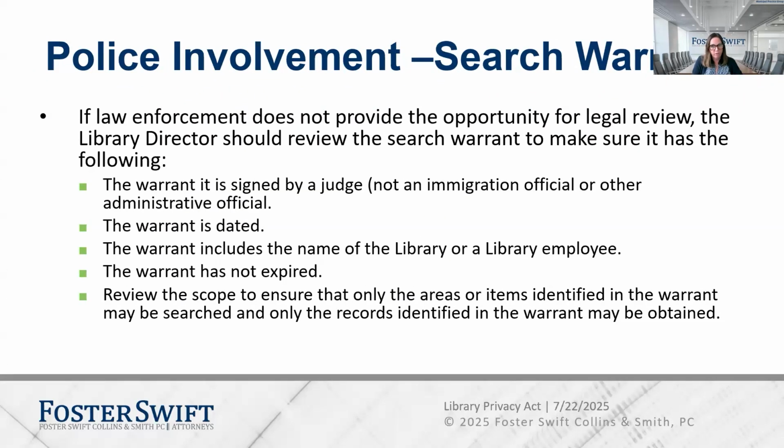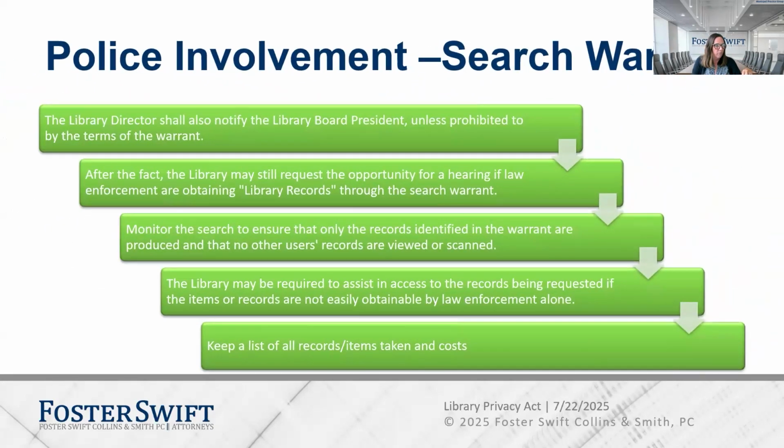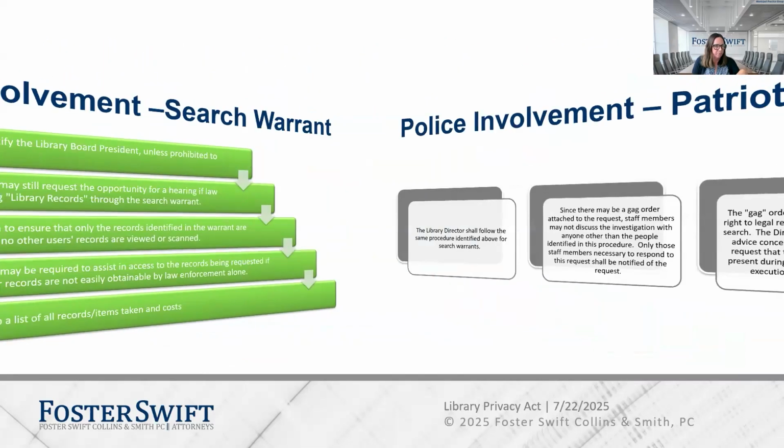I've given you a few things to really look for. If you don't have the opportunity for legal review, make sure it's signed by a judge, the warrant is dated, includes the name of the library and the employee, and has not expired. Review the scope to ensure that only the areas or items identified in the warrant are being searched. That's the due diligence if you don't have the time to get a lawyer involved. I think this is a similar process for the search warrant, just in a different order, but obviously notifying the board president and so forth and keeping that list.